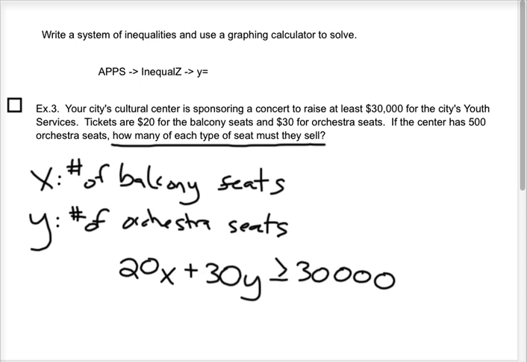In a second equation, the center has 500 orchestra seats. So what that means, now Y is the number of orchestra seats. So what is that telling us? That they have 500. Well, that means in terms of the number of orchestra seats that they can sell, they can only sell less than or equal to. They can sell up to that 500, but they can't sell more orchestra seat tickets than they have seats. So we have to cap it off at that 500. All right, so that's how we can construct these 2 equations.